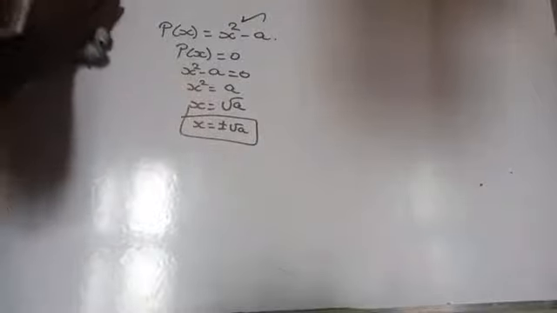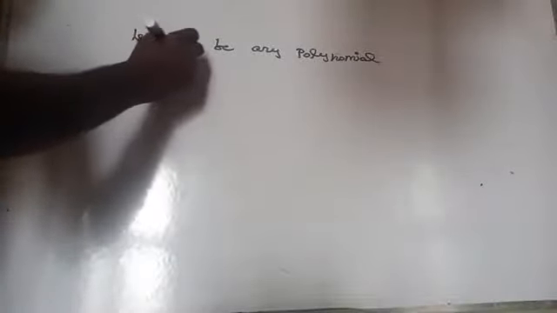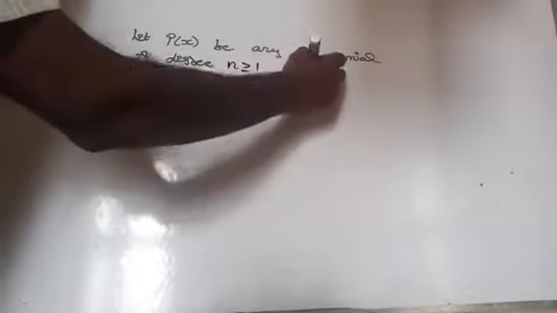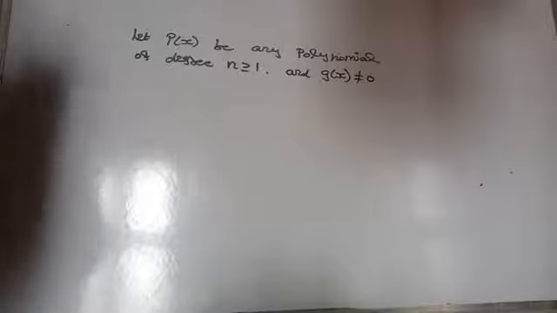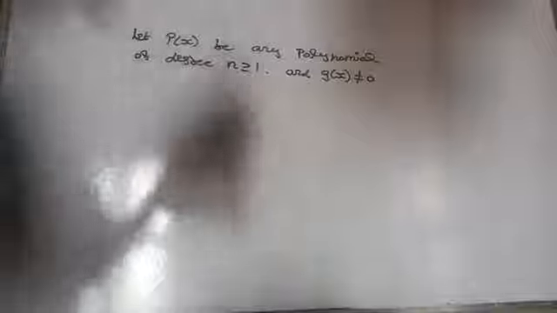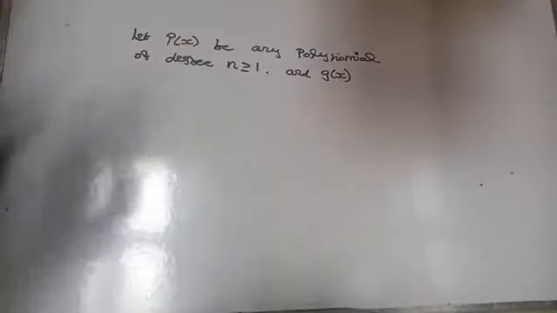Then after that, remainder theorem. Let p of x be any polynomial of degree greater than or equal to 1. That means what? It should be at least a linear polynomial. Let p of x be any polynomial of degree n greater than or equal to 1 and g of x not equal to 0. The divisor polynomial should not be equal to 0. Suppose g of x is x plus a.